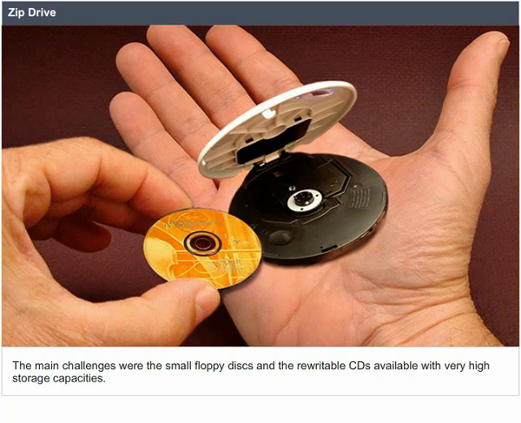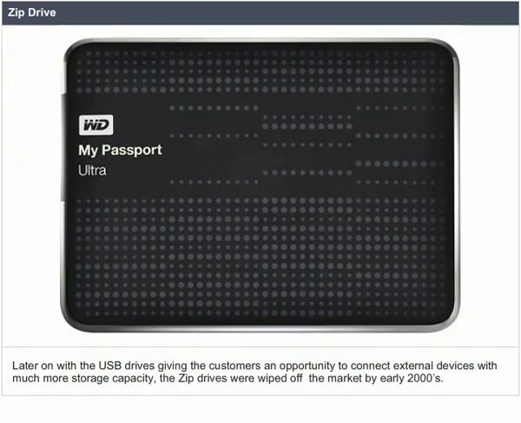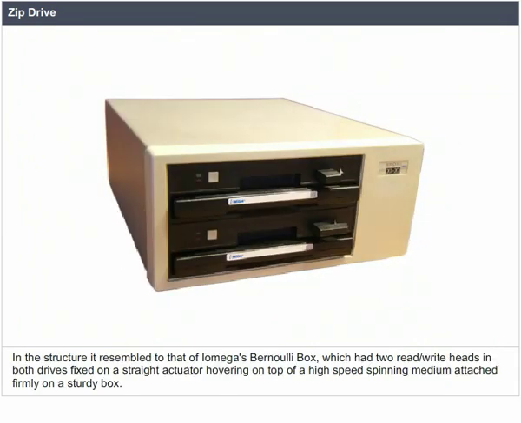Later on, with the USB drives giving customers an opportunity to connect external devices with much more storage capacity, the zip drives were wiped off the market by early 2000. In structure, it resembled Iomega's Bernoulli box, which had two read-write heads in both drives fixed on a straight actuator hovering on top of a high-speed spinning medium attached firmly on a sturdy box.